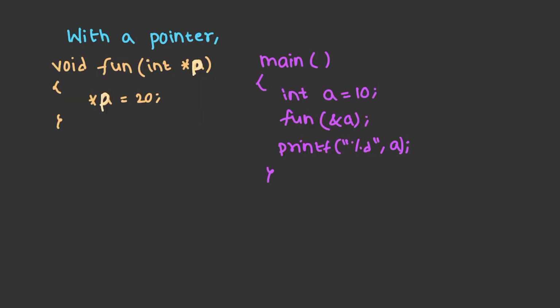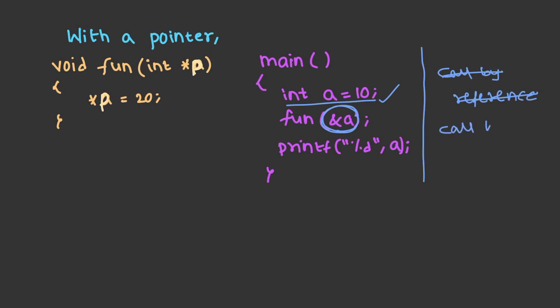Let's try to understand one more example. Here also the main function was defined and we have defined an integer, but instead of calling with value, we are actually calling with the address as the value. People generally tend to call it call by reference, but call by reference does not exist in C.